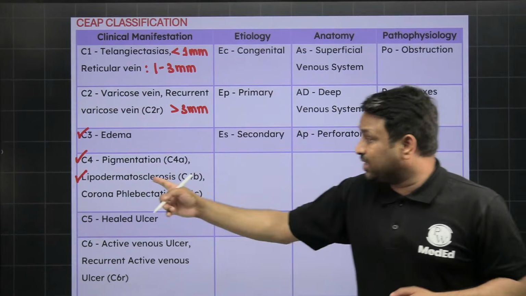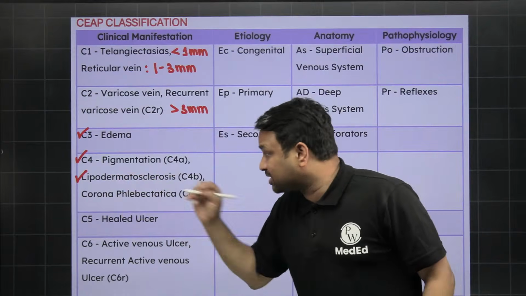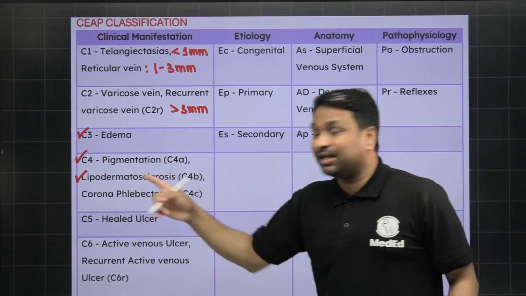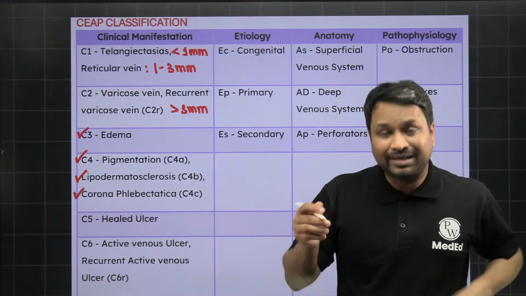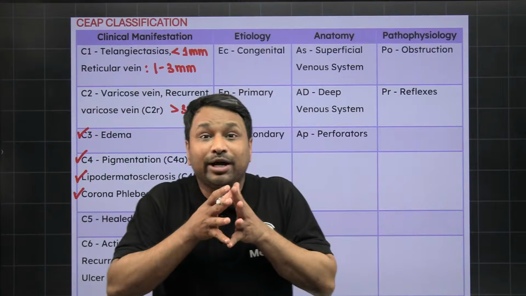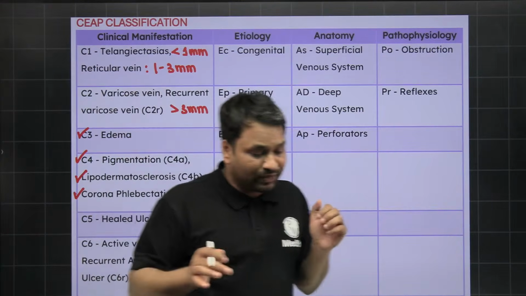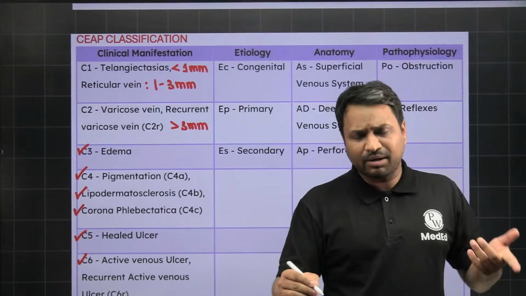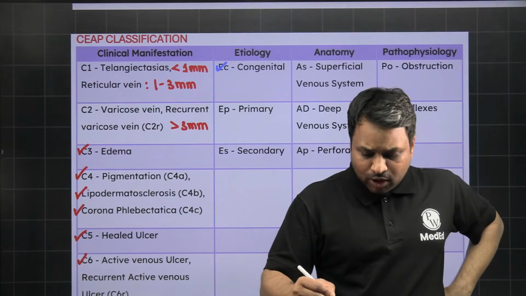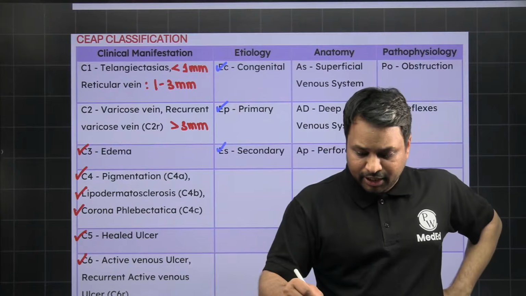Lipo is what? Fat. Dermato, skin. Sclerosis is what? Fibrosis. It will result in a fibrotic limb, which will result in champagne leg appearance. Also, that is C4B. Corona phlebectatica is also called malleolar flare, where you get all the veins dilated around the level of the ankle. C5 is healed venous ulcer. C6 is active.